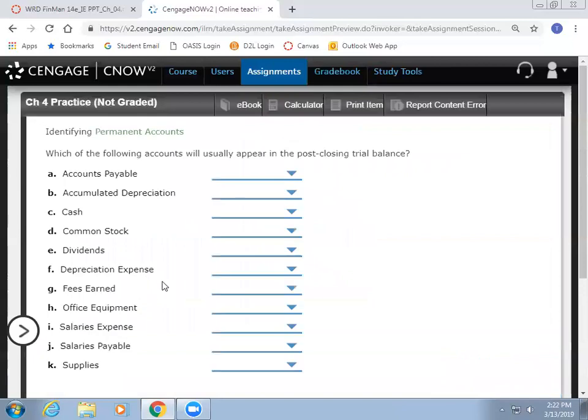Okay. So this next one is just looking at identifying permanent accounts. So again, a permanent account is everything on the balance sheet. Really, just as a general reminder, we'll write them on the board. Oh, for a sec. I need to go down and get them first.